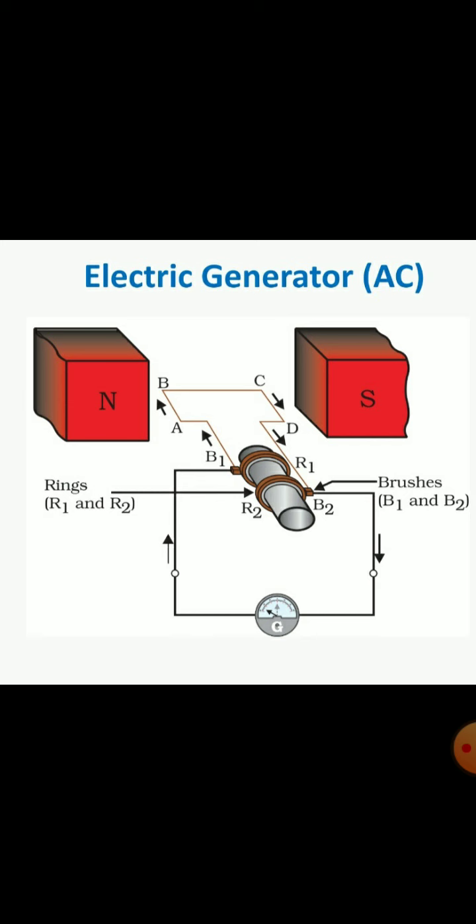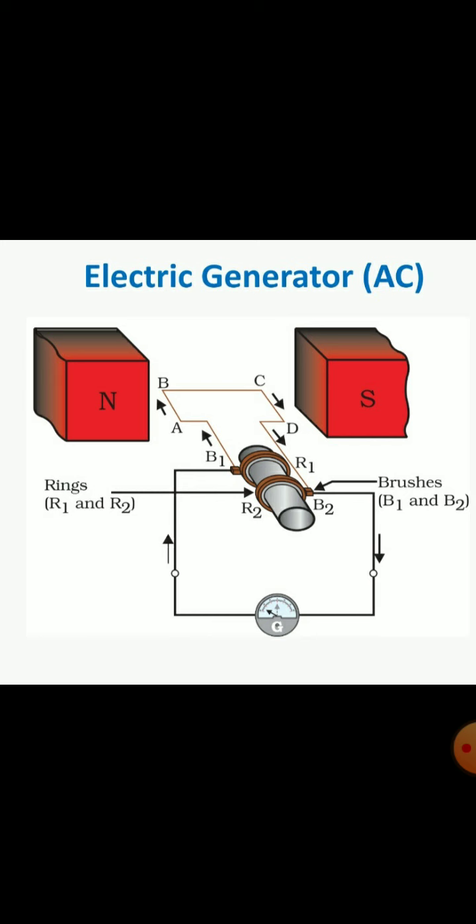Now, refer to figure carefully. The two ends of the rectangular coil ABCD are connected to the two rings R1 and R2. A end is connected to ring R1 and D end is connected to ring R2. The inner side of these rings are made insulated.